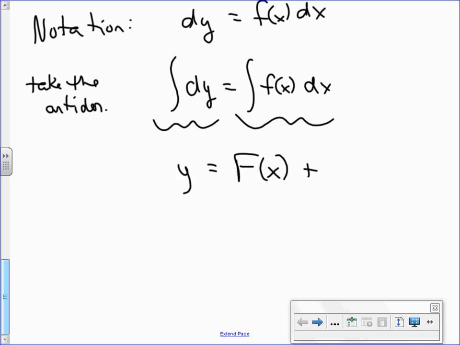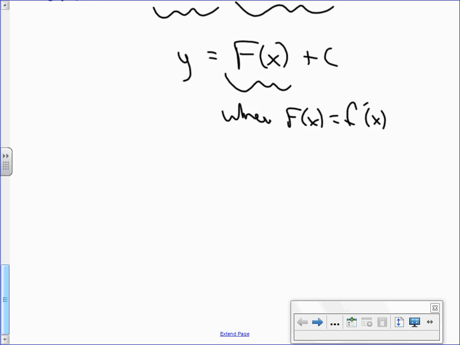Okay? We're going to put a plus c on there to indicate that we know that it could have a constant on the end and it would still work. And this function right here is the derivative of the antiderivative. Okay? The derivative of the little function up there at the top. All right? That's one way that the notation is going to be written.